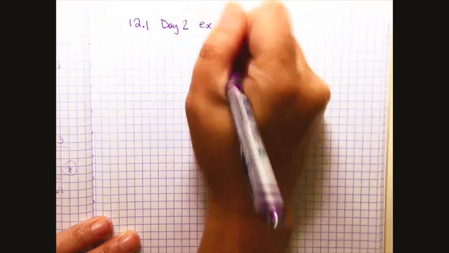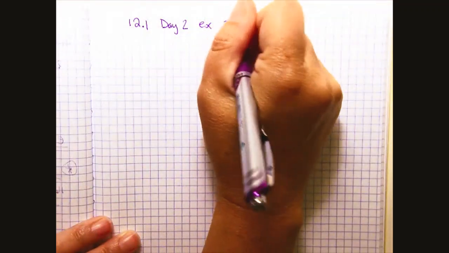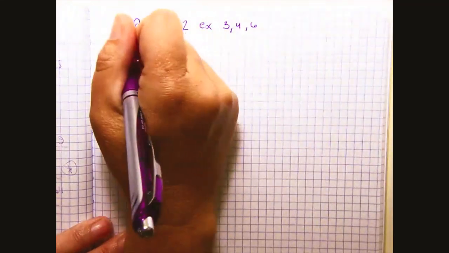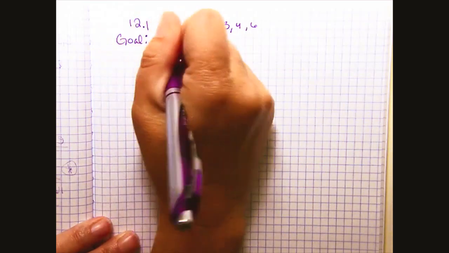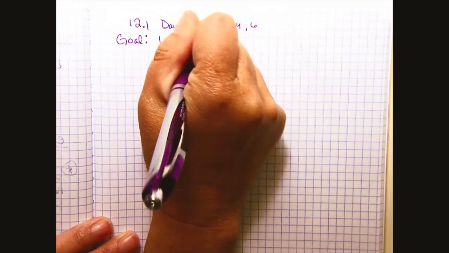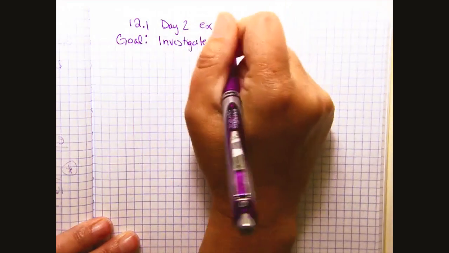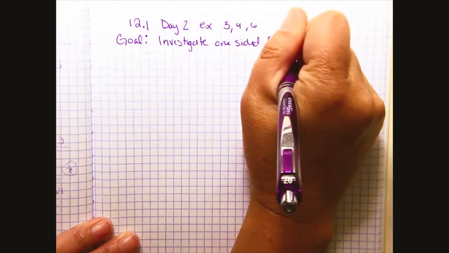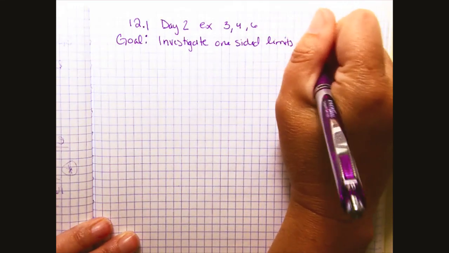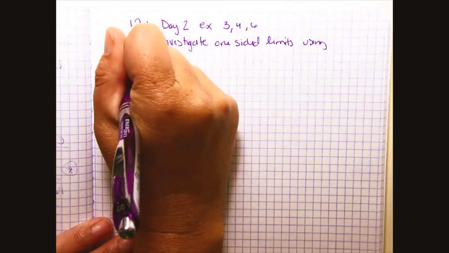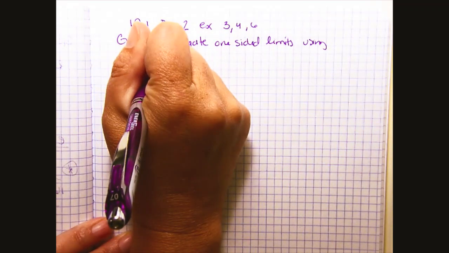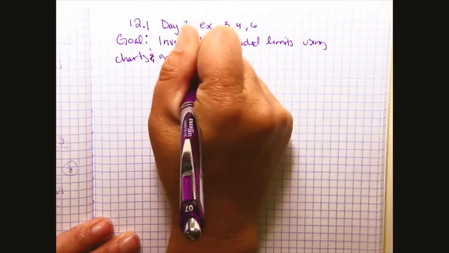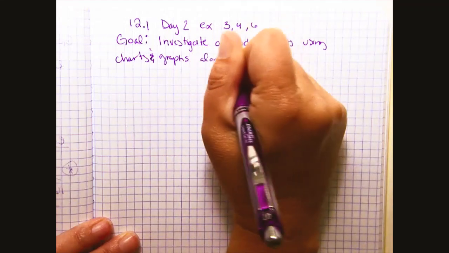Today we're doing 12.1 day 2. We're covering examples 3, 4, and 6. This is going to be a longer lesson. I apologize. Our goal is that we will be able to investigate one-sided limits using charts and graphs, along with look at unbound limits.